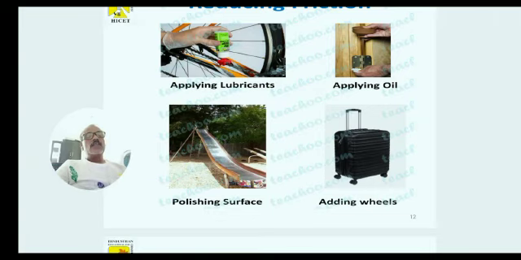And then the ordinary suitcase. We add four wheels to it. We have to reduce the direct contact between the suitcase and the earth surface. So we minimize or reduce the friction force.